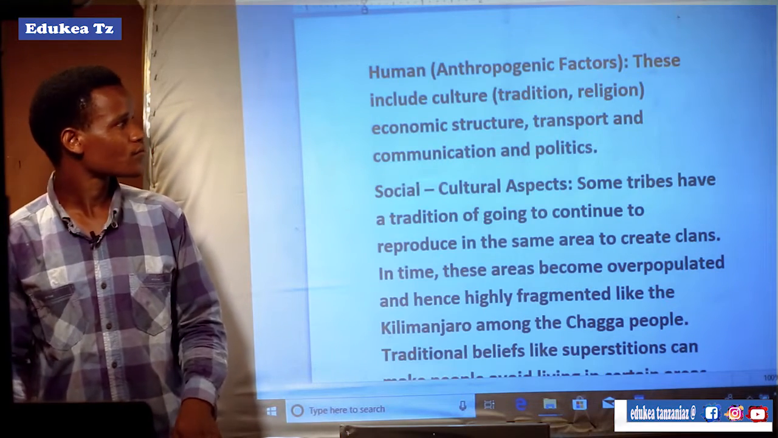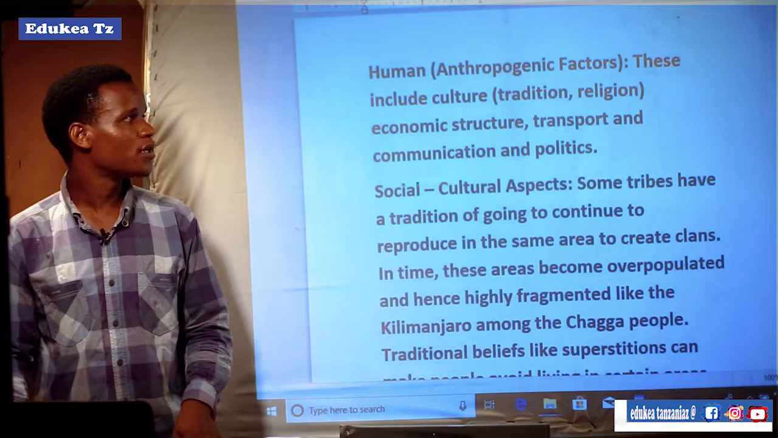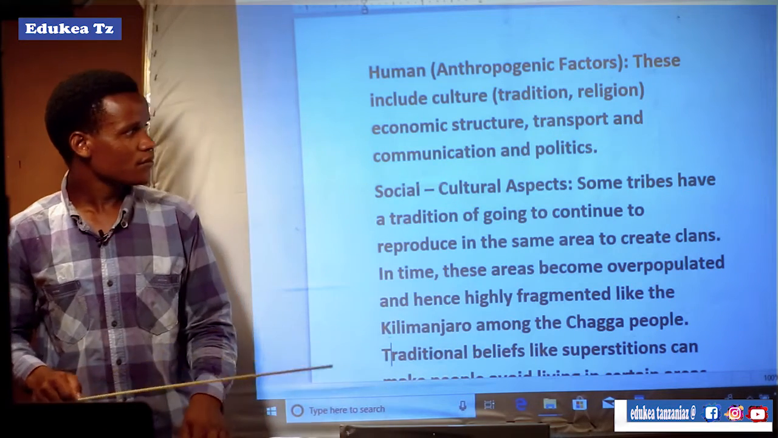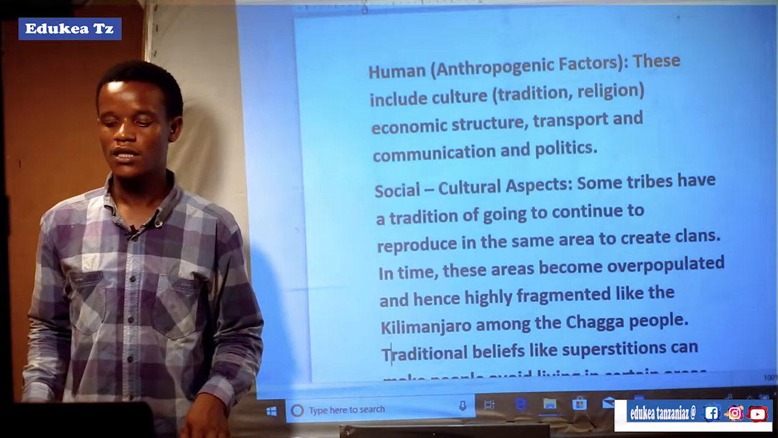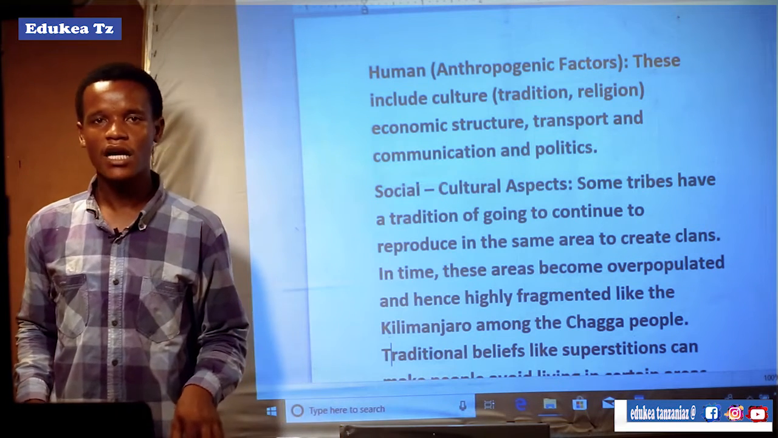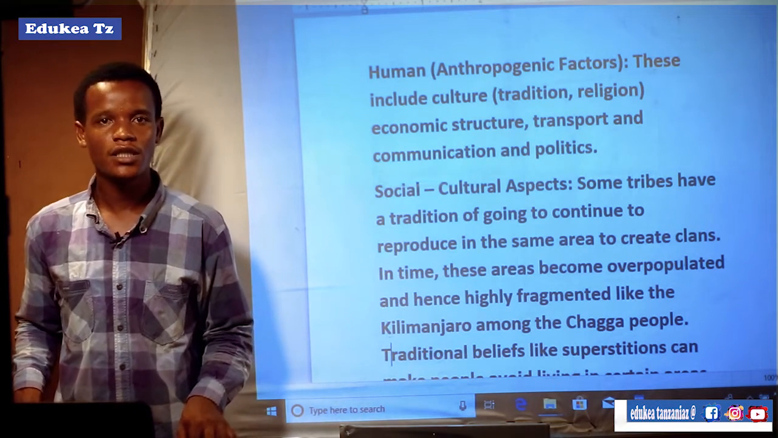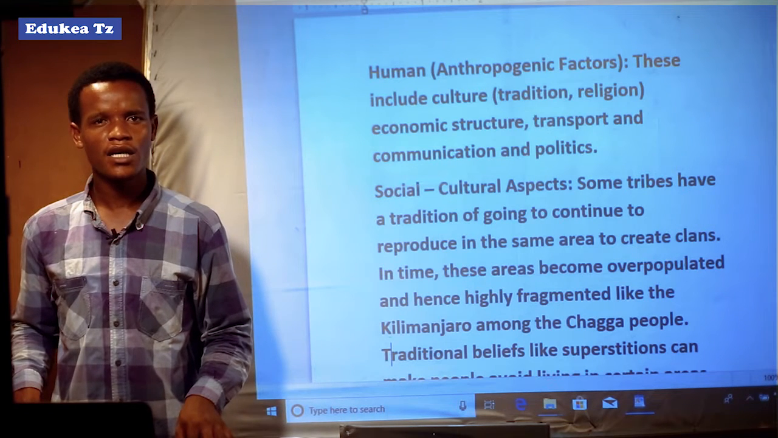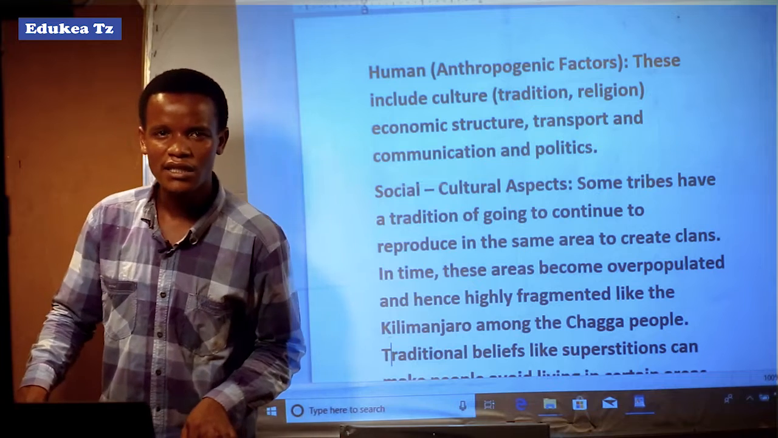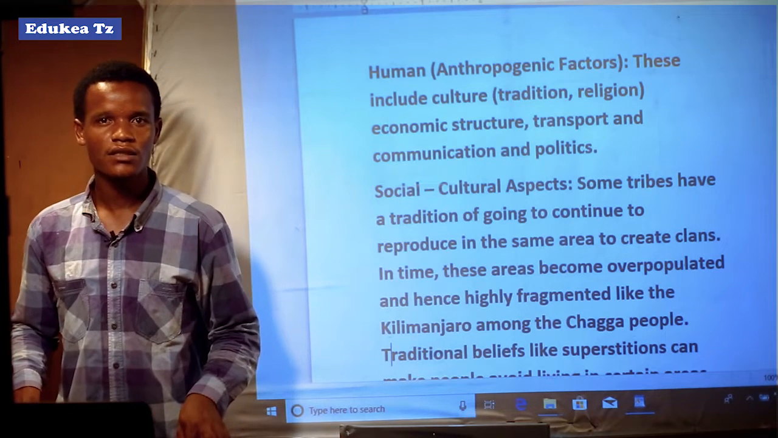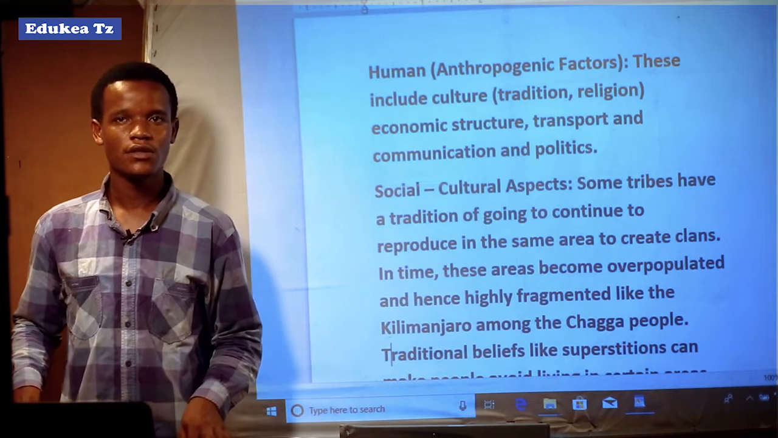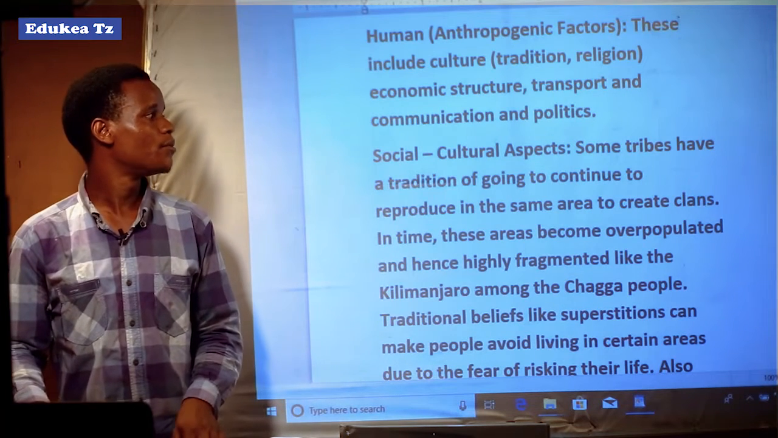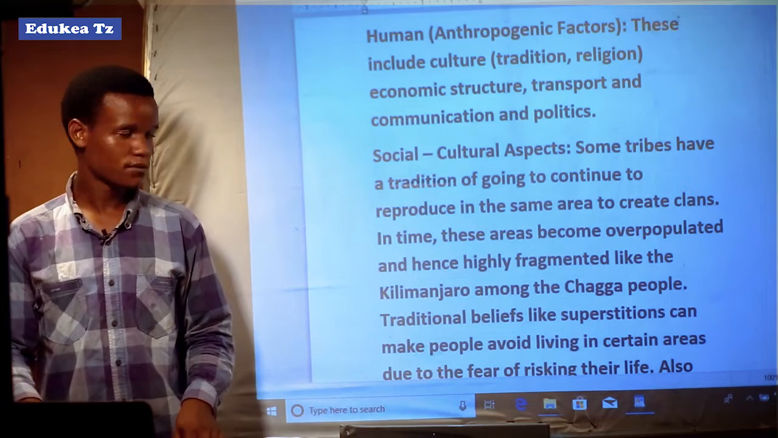Another is the human factor. Here we are going to look at culture and so on. The areas that practice bad cultural practices like female genital mutilation do not attract people to go and live there due to this kind of bad cultural practice. So areas that experience negative cultural practices do not attract people to go and live there, and hence human factors are factors that lead to the population distribution.